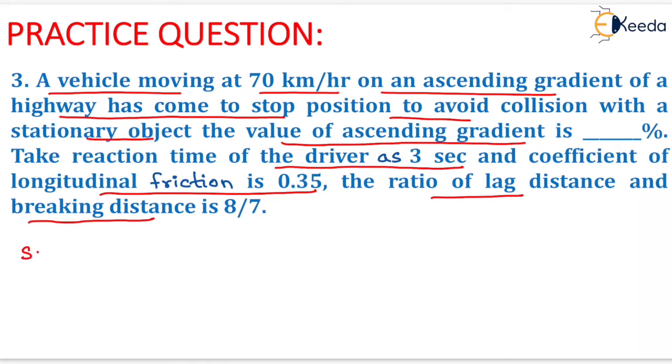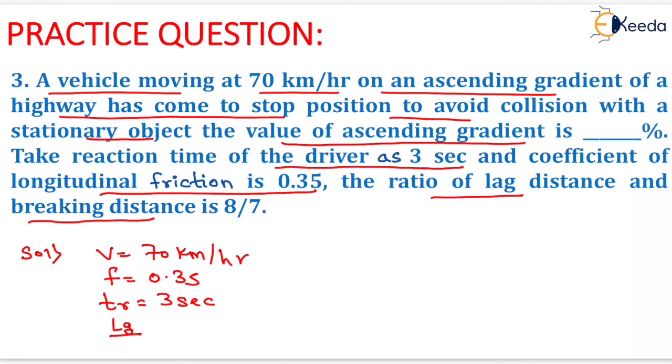It means that in the question the design speed is given as 70 km per hour. The coefficient of longitudinal friction will be equal to 0.35 and the value of reaction time is given as 3 seconds. And the ratio of lag distance to the braking distance is also given as 8/7.